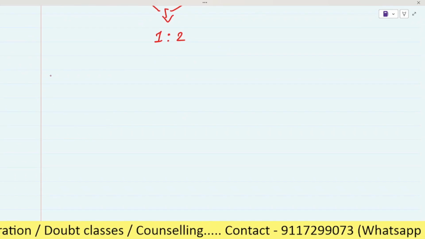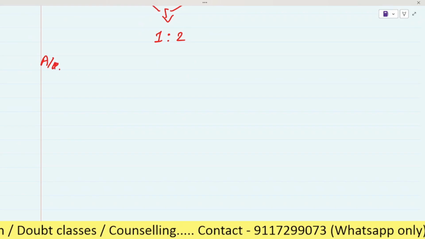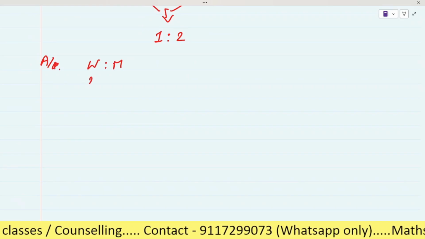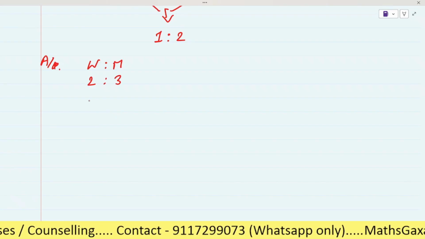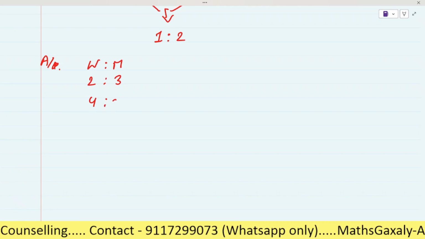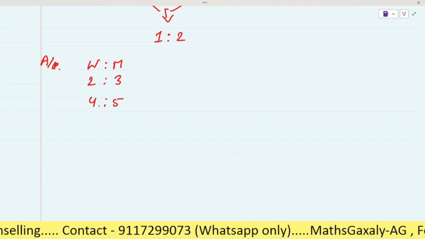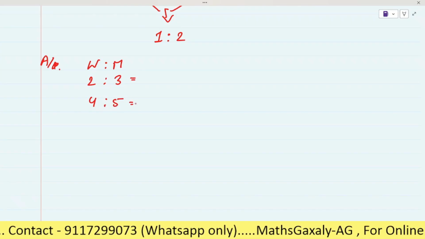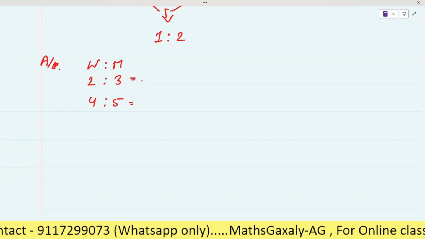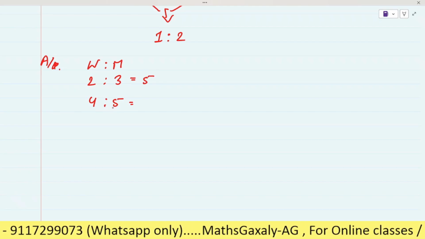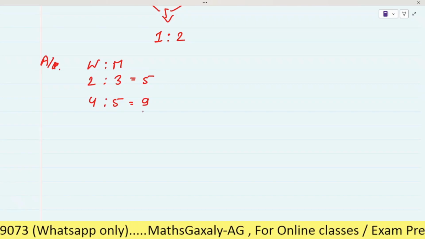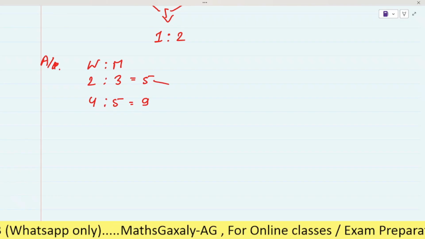See, first you will write here according to the question, water is to milk. It is given 2 is to 3 in the first container, and in the second container it is 4 is to 5, right? So you have to check whether they are equal or not. First of all, 2 plus 3 is 5, and 4 plus 5 is 9. It means here they are not equal. So first we have to make it equal.